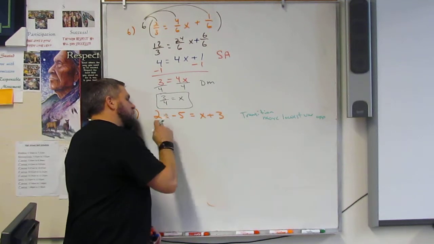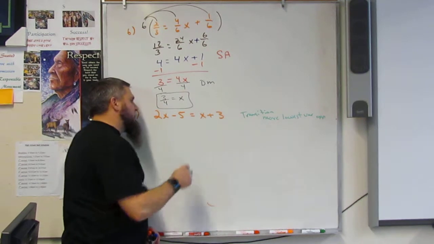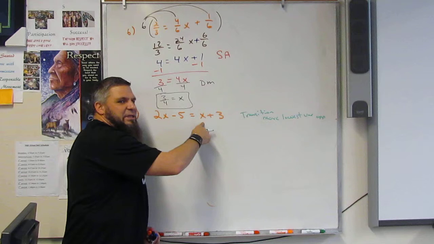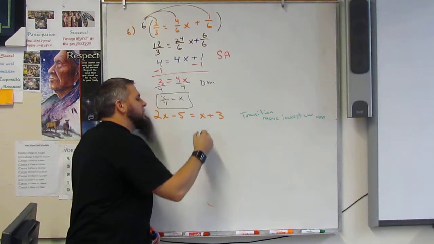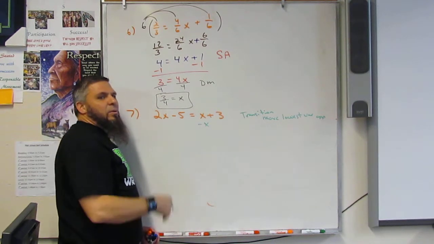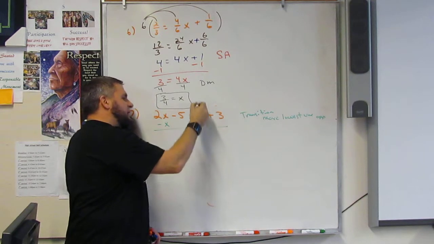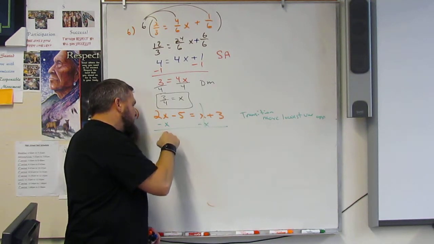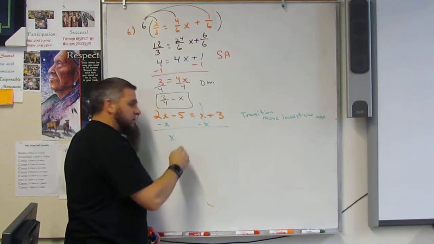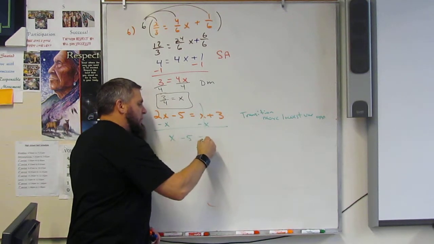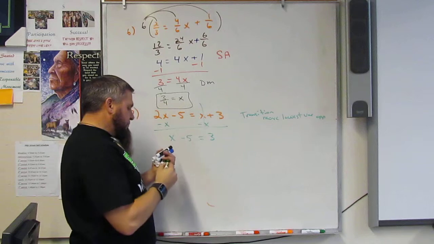So what's lower, 2 or 1? 1. Okay, so we're going to move that one. By the opposite, meaning the opposite of 1 is minus 1. What I do to one side, I do to the other. Okay, so now these cancel, and this becomes just 1x minus 5 equals 3.